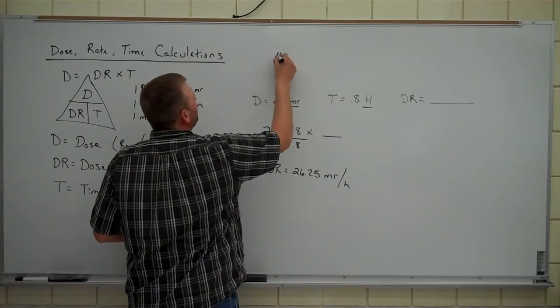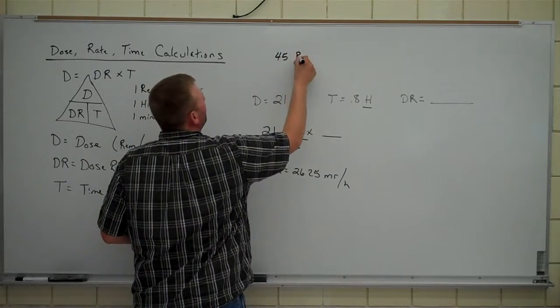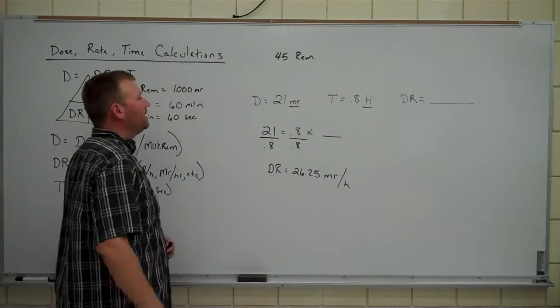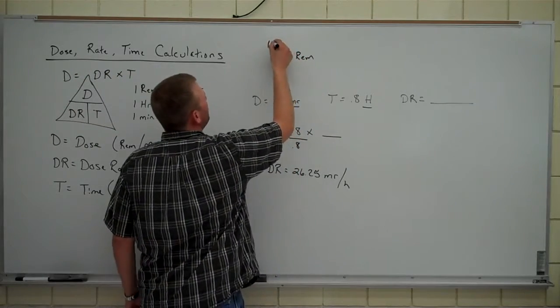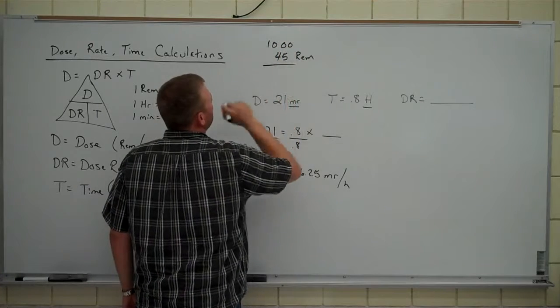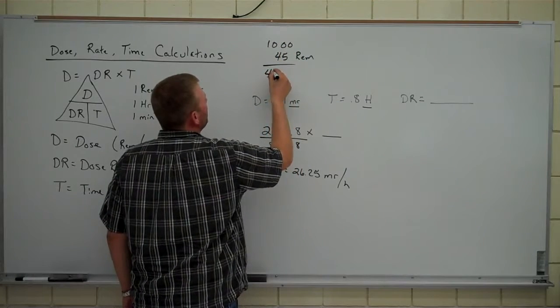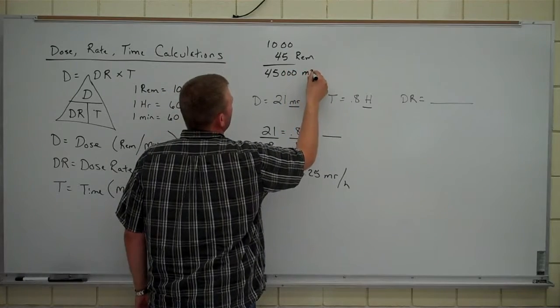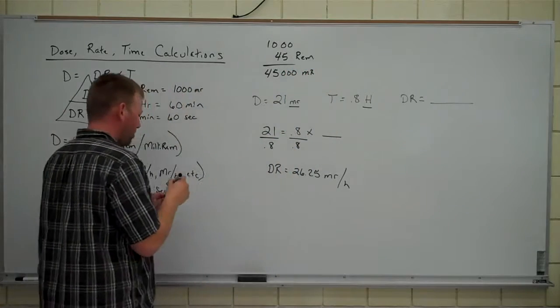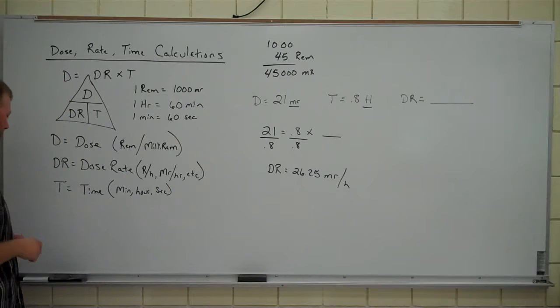If we had 45 rem, how many millirem would that be? Okay? So, easy way to do that. Multiply 1,000 by 45. We should have 45,000 millirem. Okay? MR. Millirankins, millirads, depending on where you're measuring it.